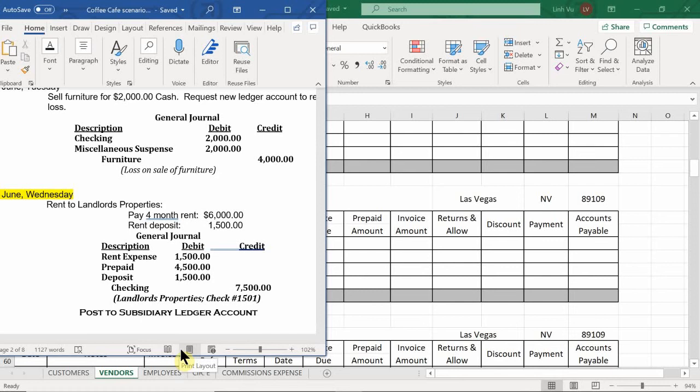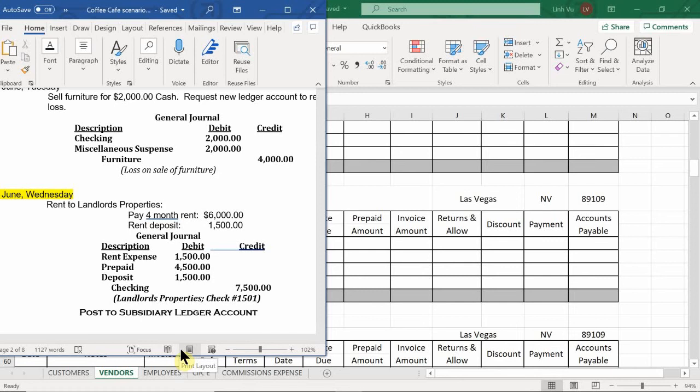Now, since I have to pay for 4 months, I also have to consider that this is basically for the months of June, July, August, and September. I need to calculate what that 1 month is for the current month, which is going to be treated as a rent expense because I need to use it for this month. And then the other 3 months are going to be treated as a prepaid account because you're making an advance payment to Landlord Properties to guarantee that you have this place rented out to you for the months of July, August, and September. So that's what this breakdown here is.